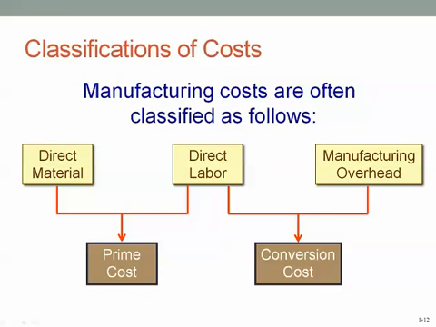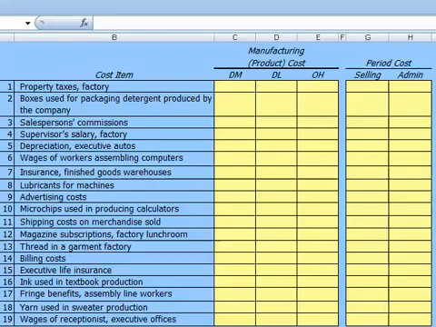Let's review some costs and see if you can classify them correctly as product costs or period costs. Property taxes on a factory would be classified as a manufacturing or product cost. The key word there is factory. And since it's not direct materials or direct labor, it would be classified as manufacturing overhead. Boxes used for packaging detergent produced by the company would be an example of direct material costs.